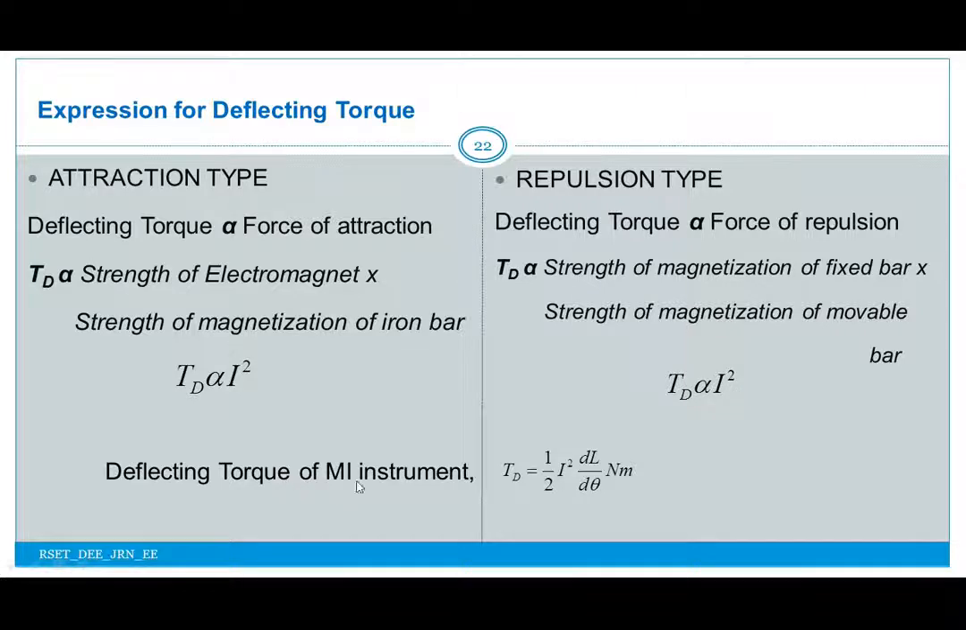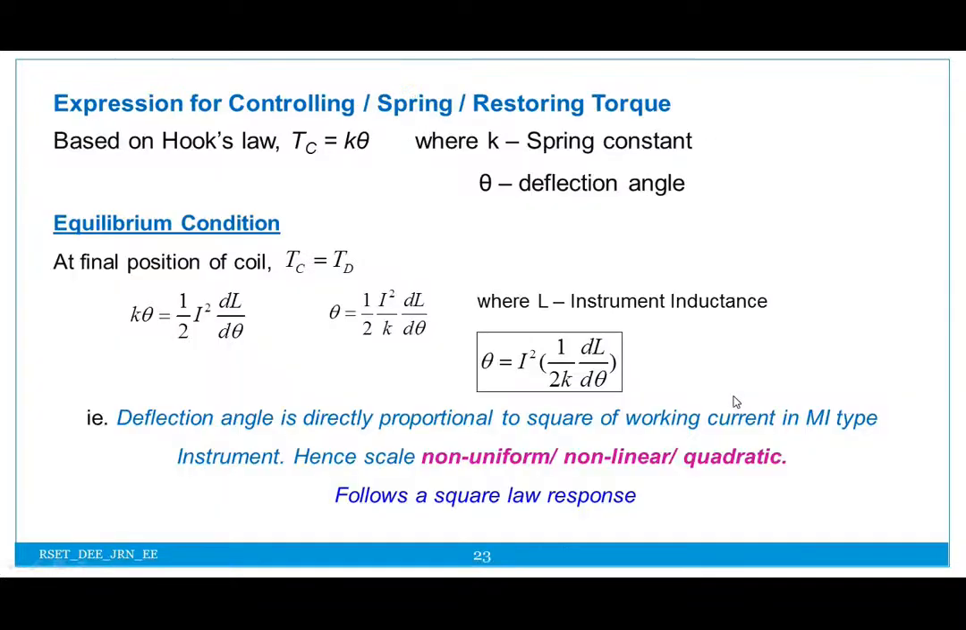And the deflecting torque for the moving iron instrument, the derivation is out of the purview of your syllabus. So TD is equal to half I square dL divided by d theta, where L stands for the instrument inductance and the unit is Newton meter. So TD has an expression for the moving iron instrument as half I square dL divided by d theta. So we can say that TD is directly proportional to I square.